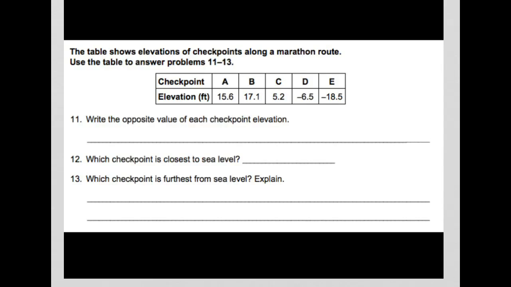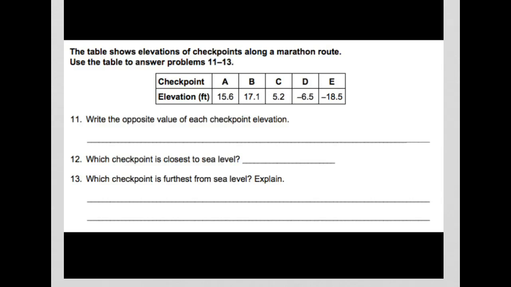Here we go. Use the table that shows elevations of checkpoints along a marathon route. Use the table to answer problems 11 through 13. So we have checkpoints at the top, elevations on the bottom, and question number 11. Write the opposite value of each checkpoint elevation.